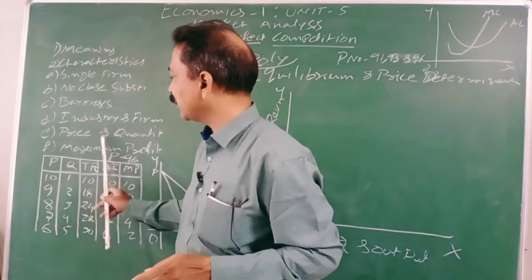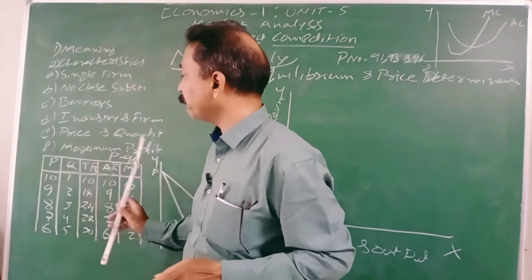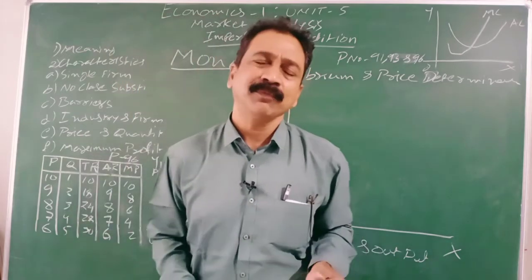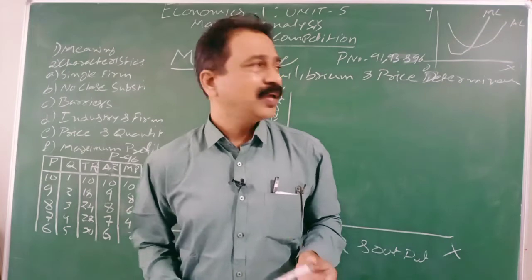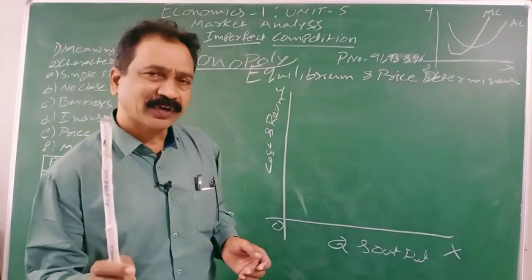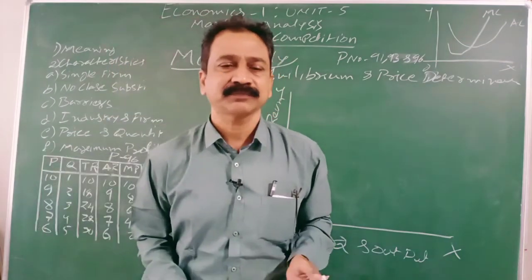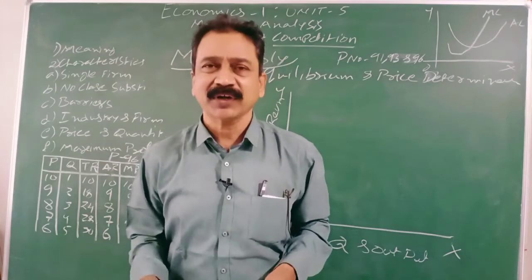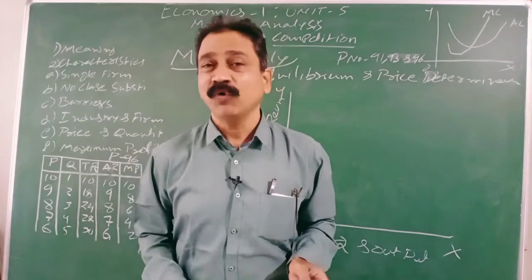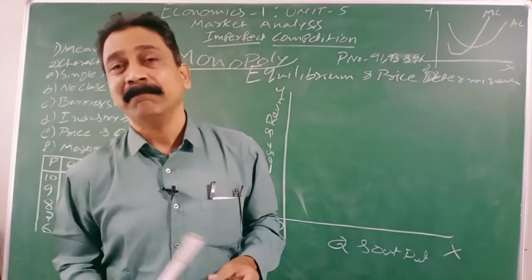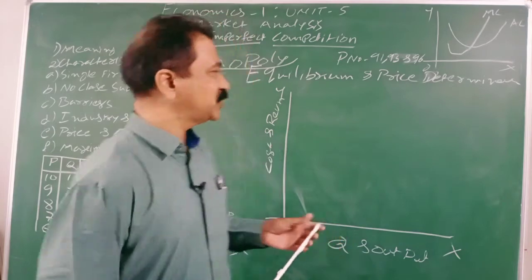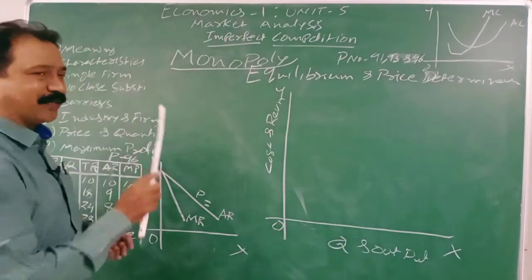Now let us go to the next one, maximum profit. Yes, the monopolist always focuses on maximum profit. His motive is one and only thing, trying to get maximum profit. It is the truth of the market. In the market, every person focuses on one thing, getting maximum profit. Okay, now these are the characteristics of monopoly.